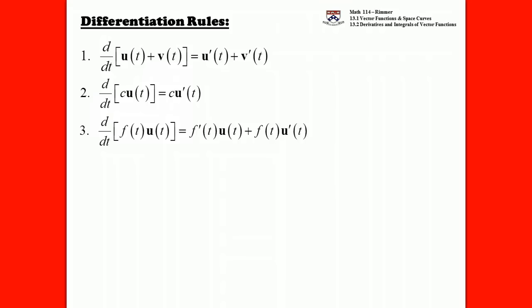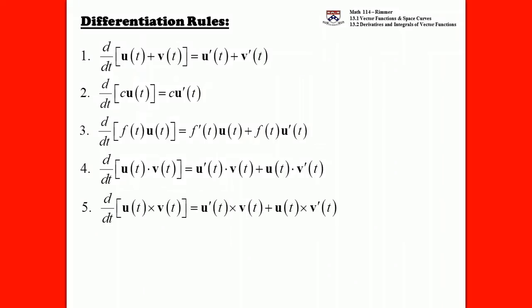And for dot and cross, it's going to be the same thing. If I take two vector functions and dot them, I use the product rule. If I take two vector functions and cross them and then take the derivative of that, I get the product rule again, and I keep the same product. If I'm using the dot, then when I do the product rule, I have dot. If I'm using the cross, then when I do the product rule, I use cross.